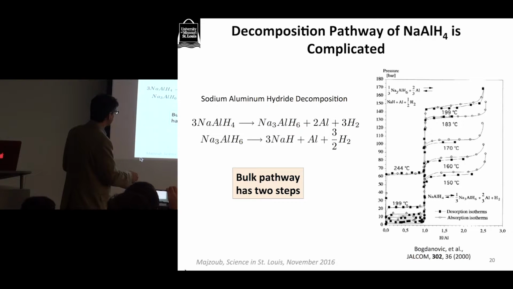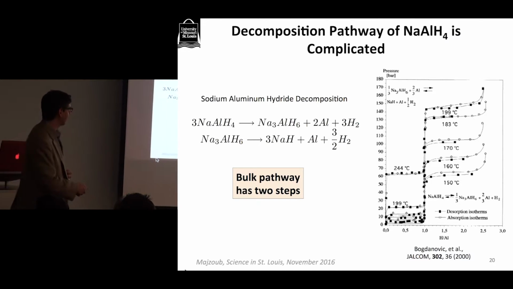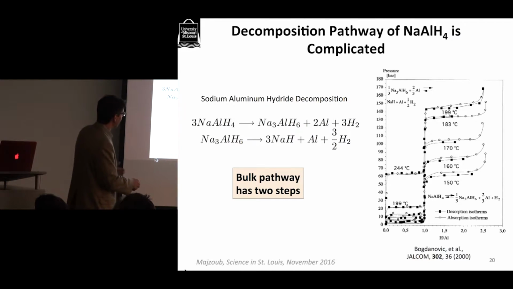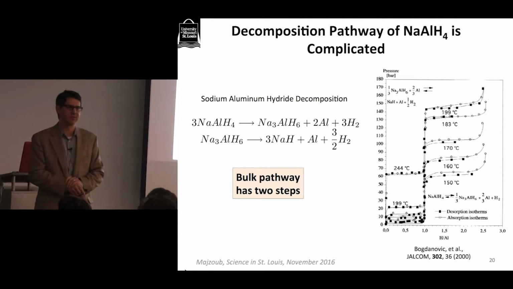Not only is this reaction complicated, but it's also only half of the reaction. The other half is, if we get the material a little bit hotter, then this sodium 3 aluminum H6 will further decompose into sodium hydride. That's another simple monohydride, and it will segregate more aluminum, and you'll get some hydrogen off of it. So we have two separate reactions.